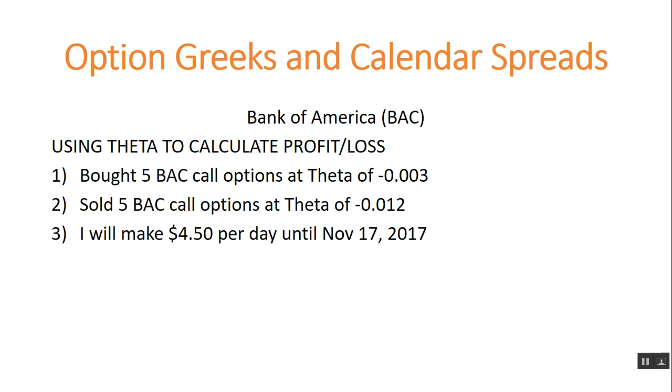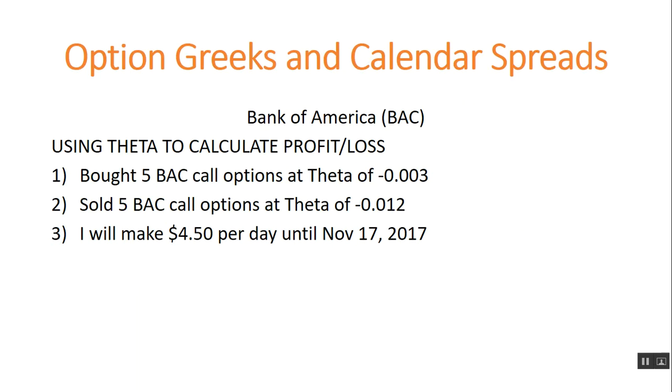Now, I bought 5 call options at a Theta of negative 0.003. I sold 5 call options at a Theta of negative 0.012. What does that mean? That means every day between now and November 17th, 2017, I will make $4.50. I probably should have put this out in black and white on a slide, but I'll explain it. I take that 0.012, subtract the 0.003, and I get 0.009, and I multiply that by 5. 0.009 times 5 is 0.045, and that's $4.50 per day.